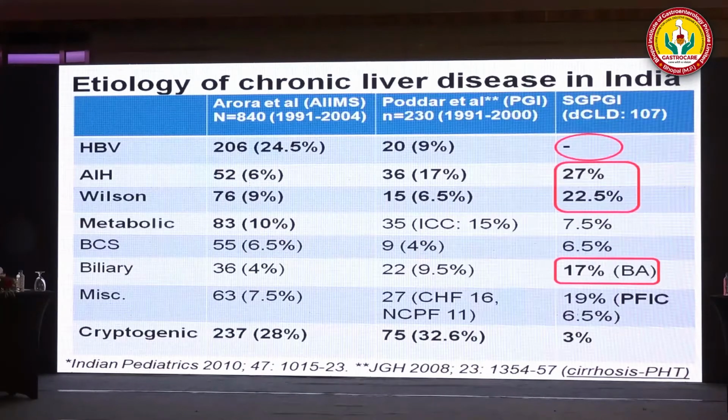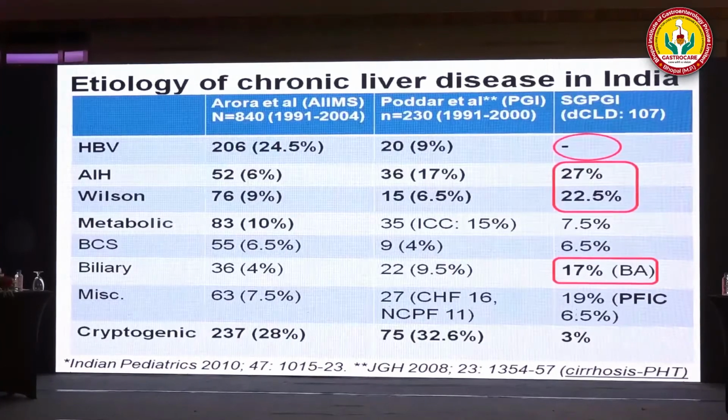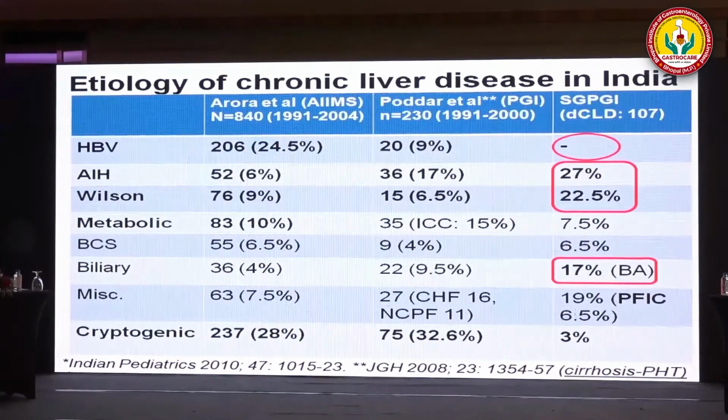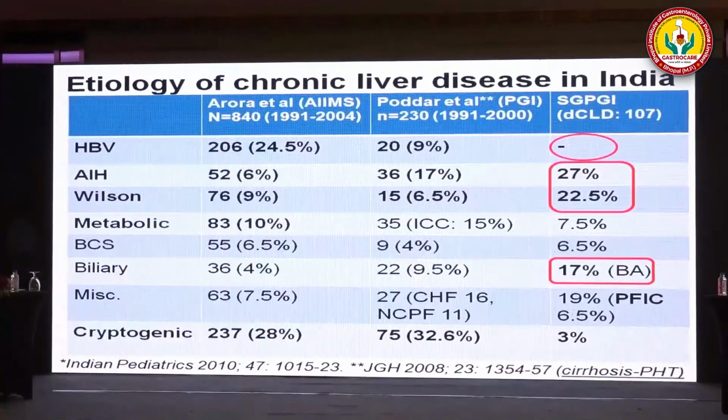Now, what is the disease spectrum? The first two are published literature, the last one is our experience. When you talk about chronic liver disease in general, hepatitis B is one of the common causes, and then comes autoimmune hepatitis, Wilson disease, metabolic. But the last series is our experience of decompensated chronic liver disease. In decompensated chronic liver disease in children, you don't see hepatitis B as a common cause, because they don't decompensate in the first decade of life.